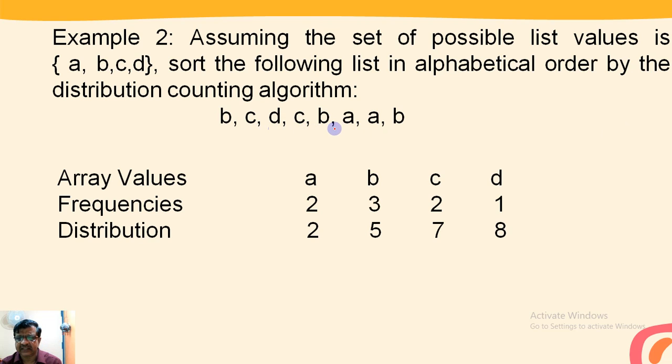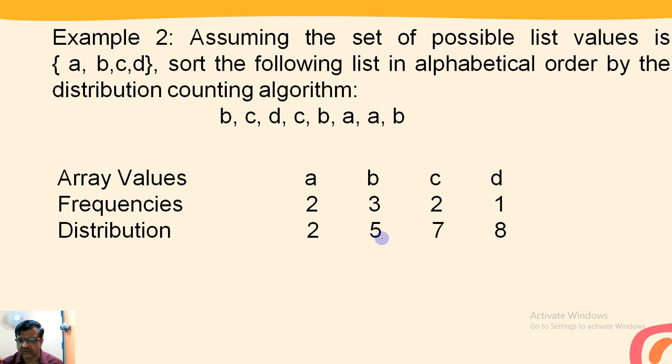A, C, D, C, B, A, B. Okay, the range is once again D to A. So array values are just A, B, C, D. A repeats twice, B repeats thrice, C repeats twice, and D repeats once. And when you calculate cumulative frequency, 2 is to be retained.